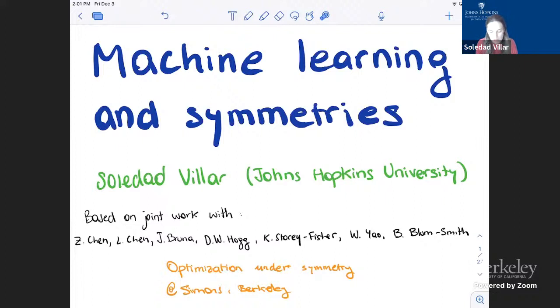So I'm going to talk about a series of papers, some of them about graph neural networks, which are in collaboration with Zhengdao Chen, Lei Chen, and Joan Bruna from NYU, and then other ones that are related to equivariant machine learning for physics in collaboration with David Hogg, Kate Storey-Fisher, Weichi Yao, and Ben Blum-Smith.